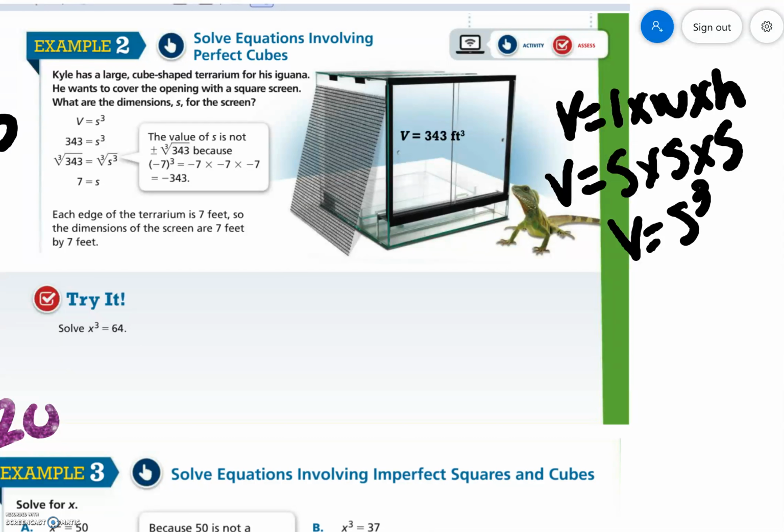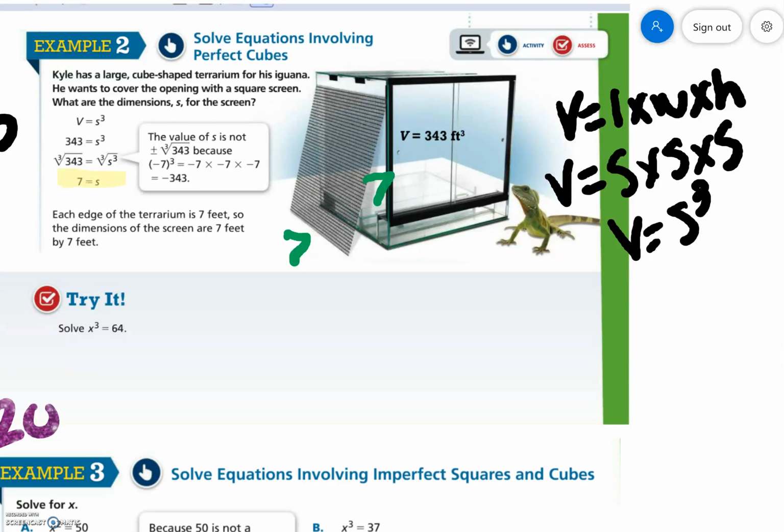We need to figure out what times what equals 343. Trial and error gives us 7. So each edge of the terrarium is 7 feet. So the dimensions of the screen are 7 feet by 7 feet.